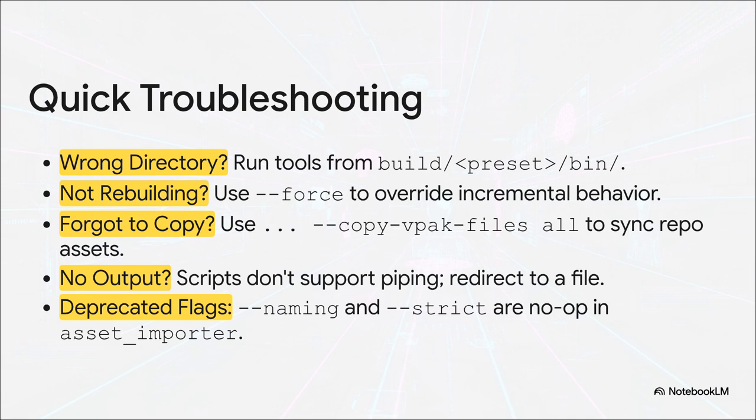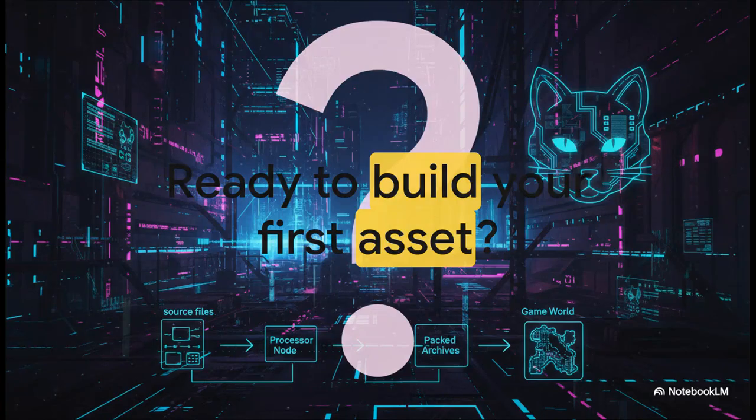And lastly, if you've just pulled new assets from the repo and they aren't showing up, you might need to run the build script with -copy VPak files to sync them into your workspace. And that's our tour of the Bad Cat asset pipeline. From source file to packed, game-ready VPak, you now know the entire journey. For all the nitty-gritty details, the asset_pipeline_userguide.md in the docs folder is always your single source of truth.